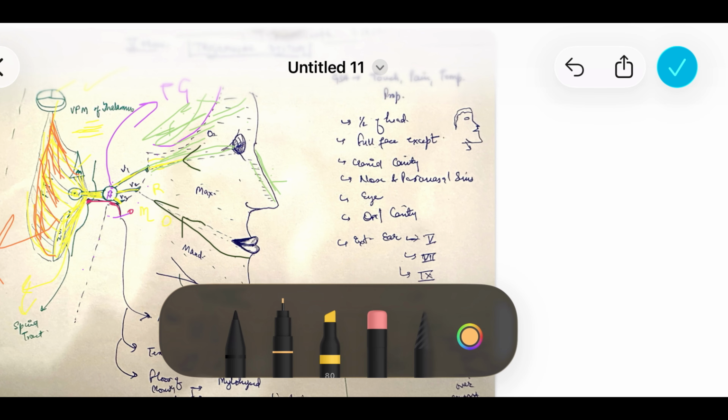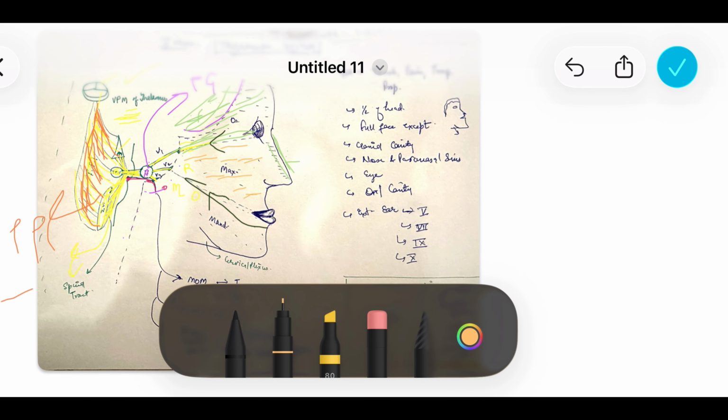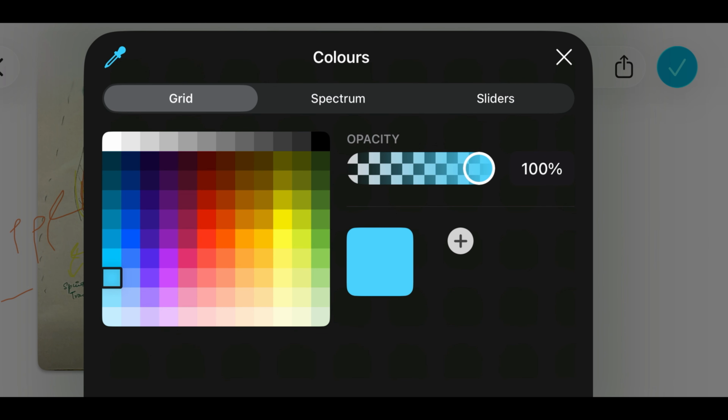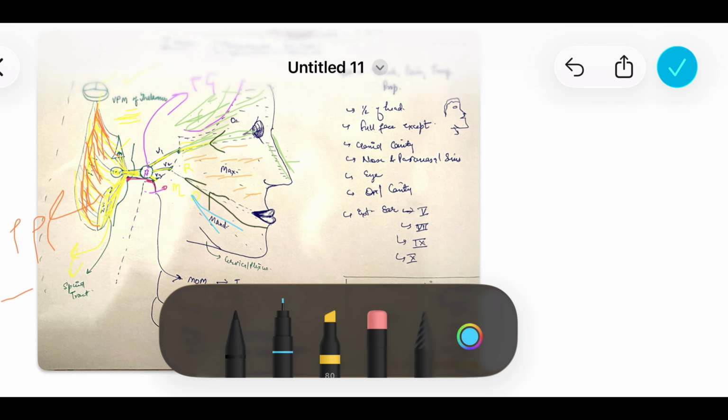Then we have the maxillary division. The maxillary division carries somatosensory sensation, all these touch, pain, temperature, proprioception, from this part of the face, from the cheek area, from the upper lip area, all this part. And then comes the mandibular division. The mandibular division carries all these somatosensory sensations from the lower lip, from teeth, lower gums, chin area, all these areas to the central nervous system.